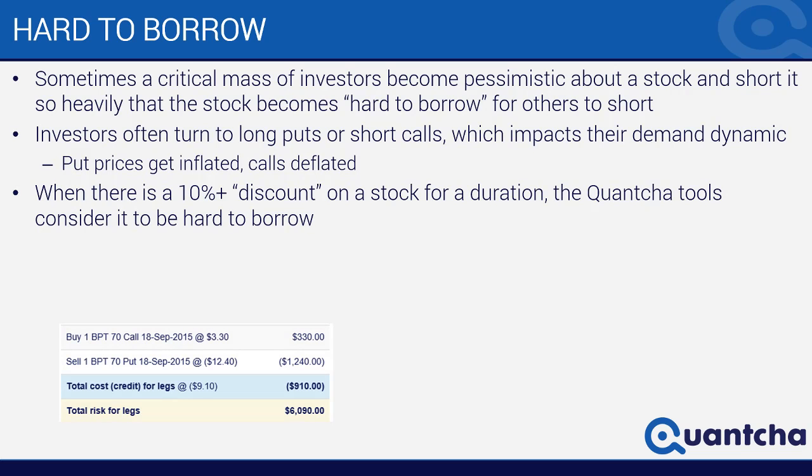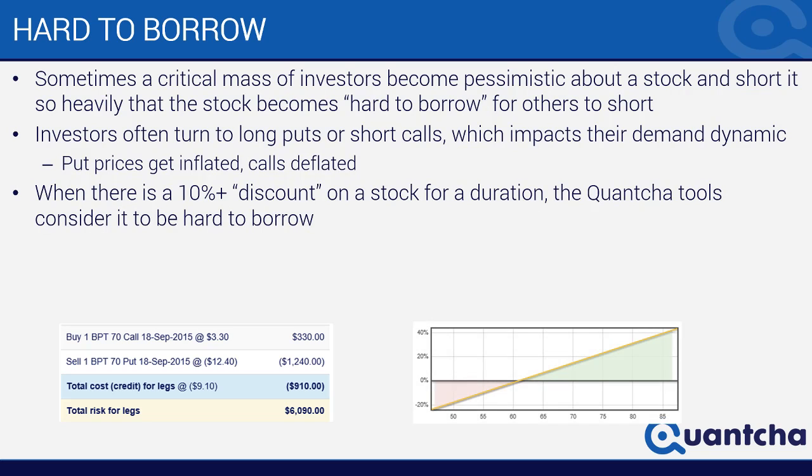And so a good example here was we had a BP stock back in, again, 2015, where you would receive $910 to open up this position for a total risk of, at the time, I think it was $6,900. It was about $7,000 for the position, but it lowered your total risk to $6,090 because you're receiving $910 as a credit for opening the position.